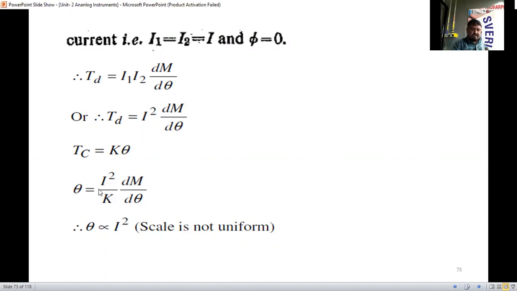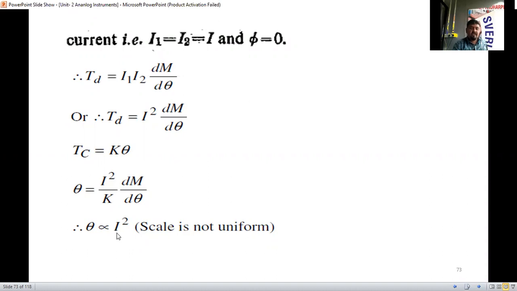See here, K is constant, and mutual inductance M is also considered. So theta is nothing but the angle of deflection. For the ammeter, the angle of deflection is proportional to the square of the current flowing through that coil. Square of the current flowing here. For that reason, we can say that the scale is not uniform here. If theta were directly proportional to I, then the scale would be uniform. But theta is directly proportional to I square, so the scale is not uniform here.